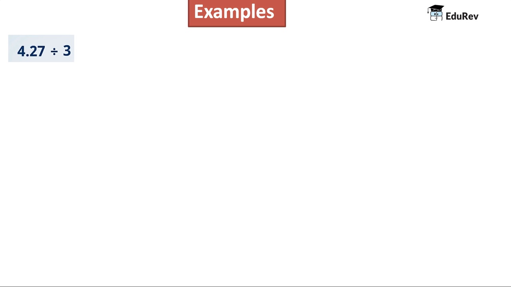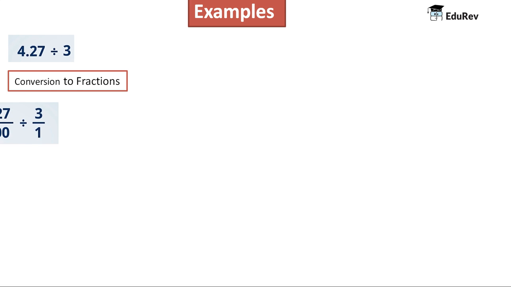The question here is 4.27 divided by 3. How will we carry out this division? First step is to convert into fraction. So 4.27 will be converted into 427 by 100 divided by 3 by 1. Now again, carrying out this division. This is a fraction, this is a whole number 3.